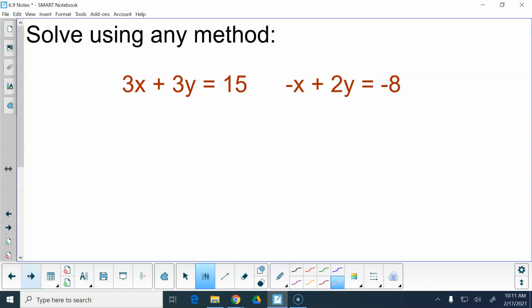Try that one. Solve it using any method. I'm guessing you solved that one for x. I'm going to multiply that one though by 3. So then that's going to give me negative 3x plus 6y equals negative 24.